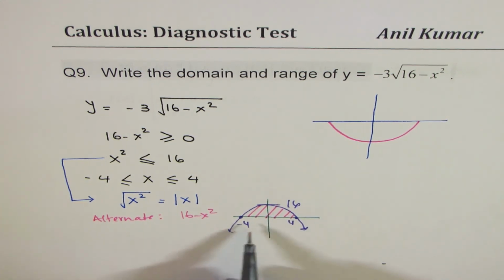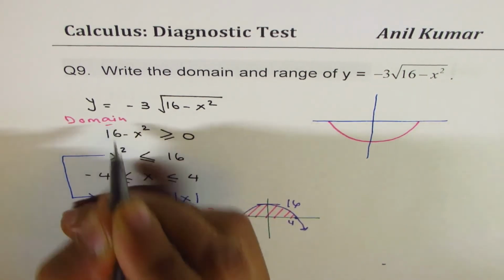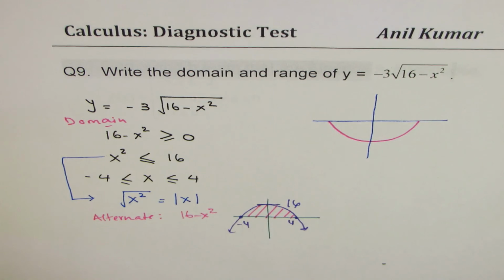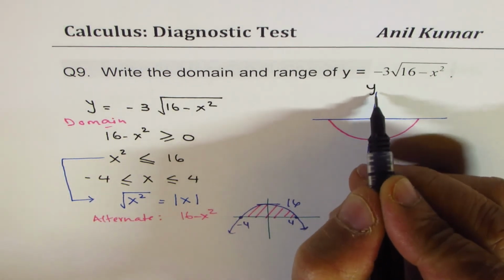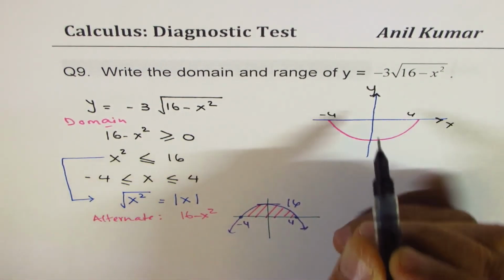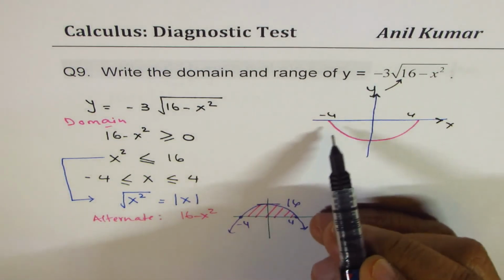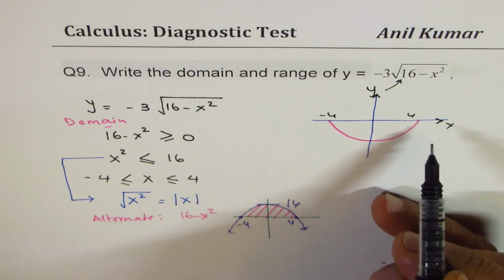Correct? So that becomes the domain of the function. So all this we did to check domain. What values can x take? Now, if you sketch this function, let me say y here, x here, this value is minus 4, this is plus 4, and y is equal to this function. Because of minus 3, it moves downwards.